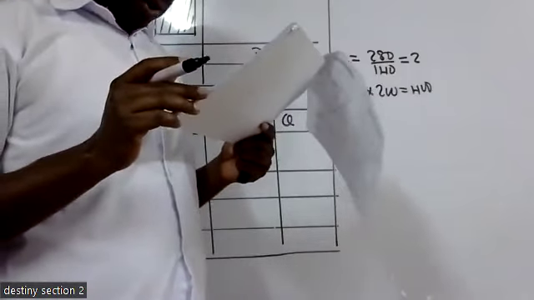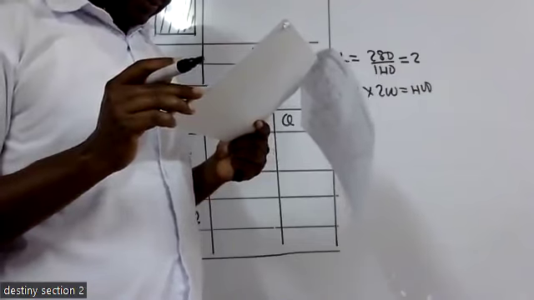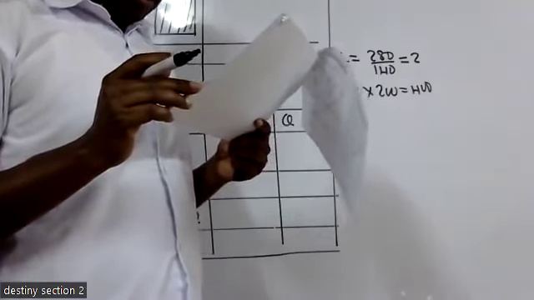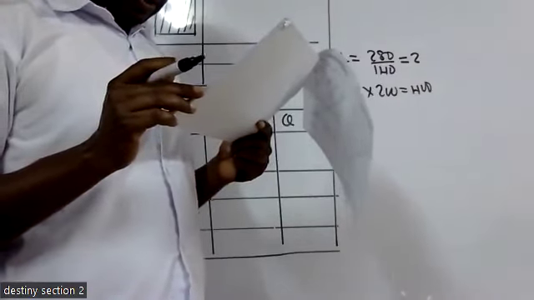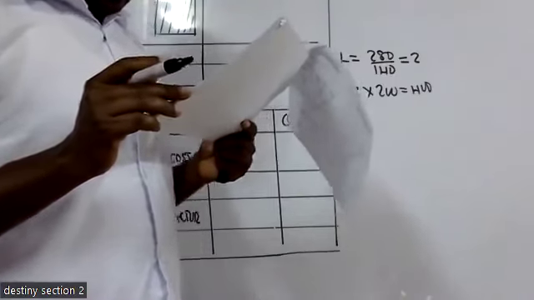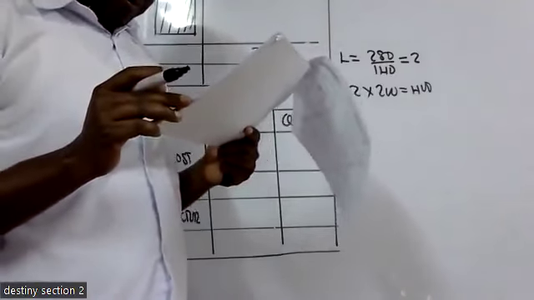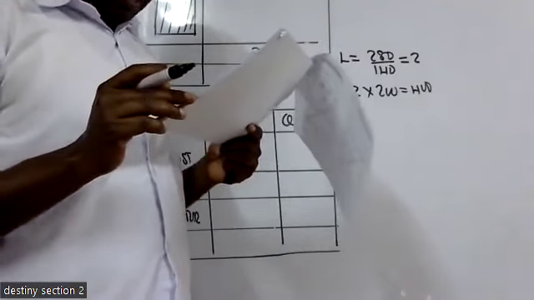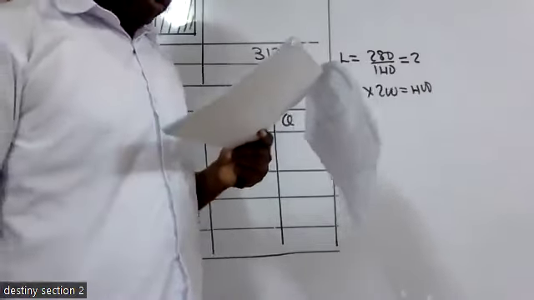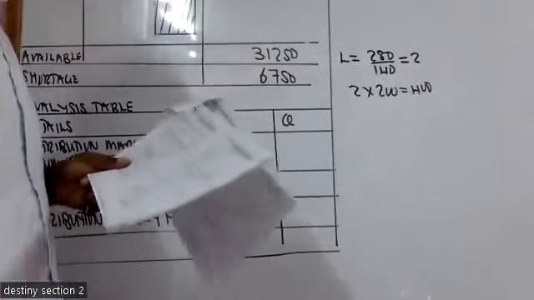Now I wanted to go to the overheads. The question has not told us whether these overheads are fixed or variable. So what we shall take, because they fall under the word variable cost, we are going to take them as variable costs.